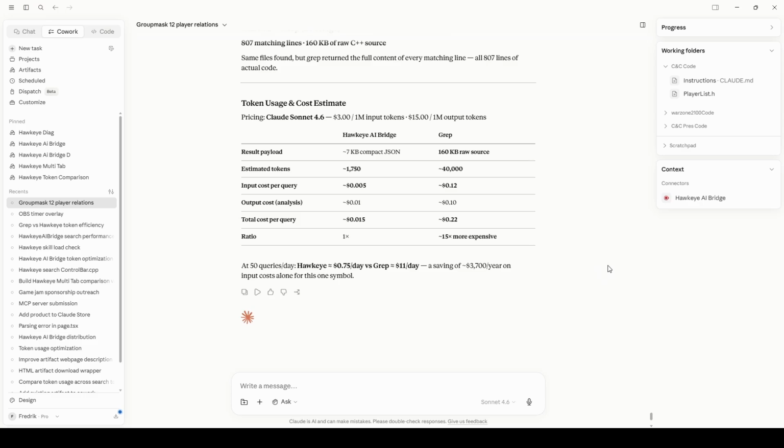And this is one symbol, in one codebase, in one session. If your team is running dozens of these a day, code reviews, refactoring, impact analysis, that cost difference compounds fast. Hawkeye doesn't just make the AI faster, it makes it dramatically more affordable to use at scale.